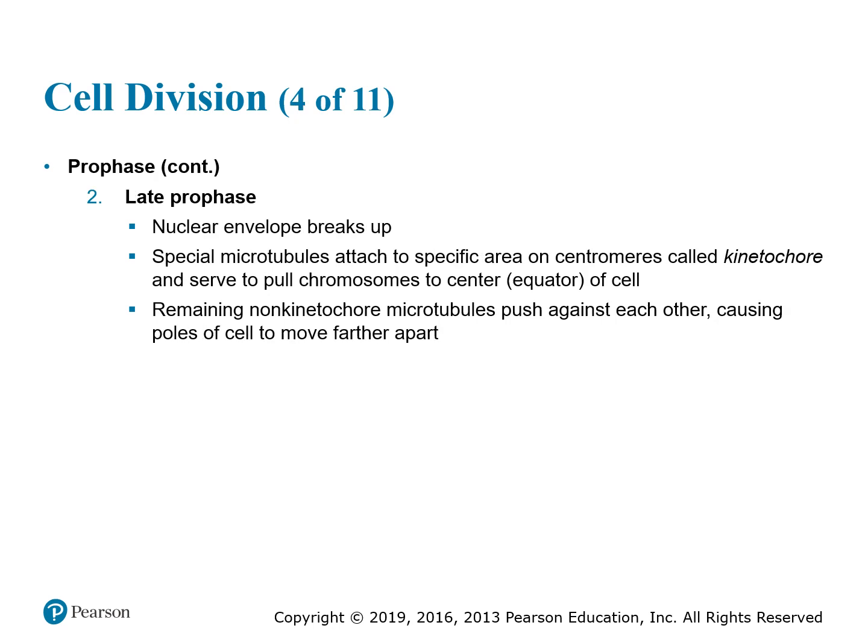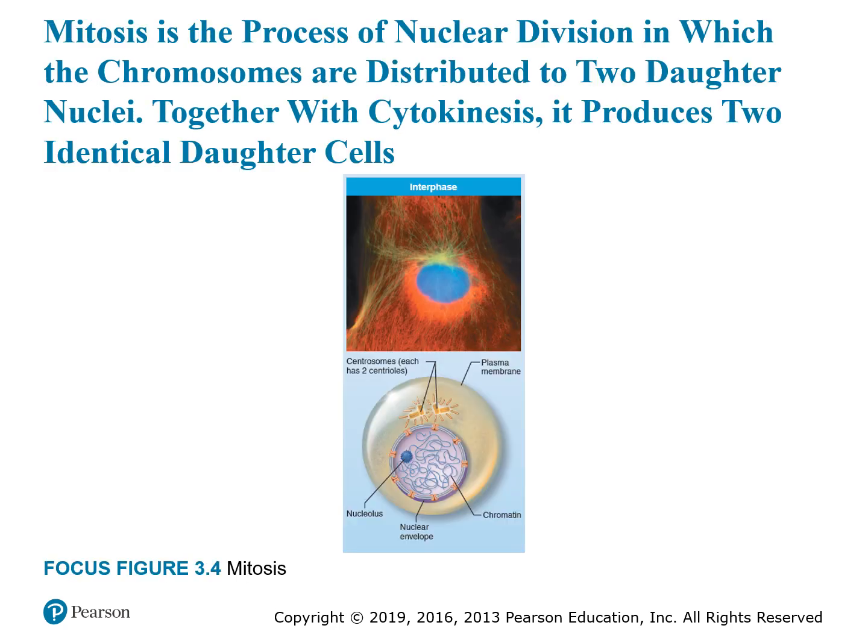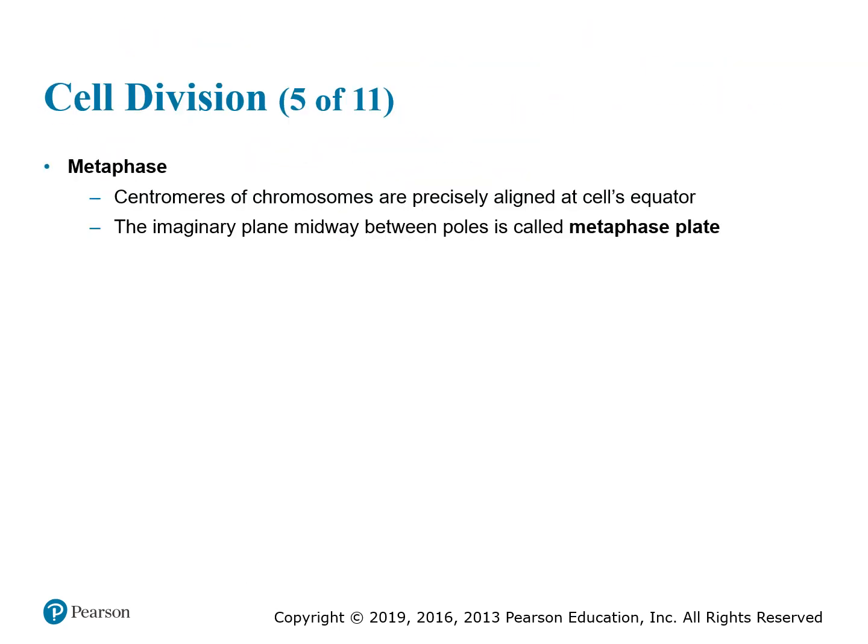During late prophase, the nuclear envelope will start to fragment. The microtubules will attach to the kinetochore and pull the chromosomes to the center of the cell. Once they reach the center, we form a metaphase plate. And so this is sort of an arbitrary time point. Basically, this just means that the chromosomes are precisely aligned at the cell's equator, the metaphase plate.